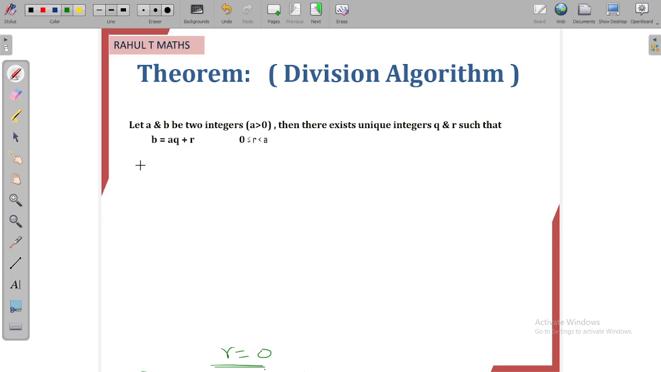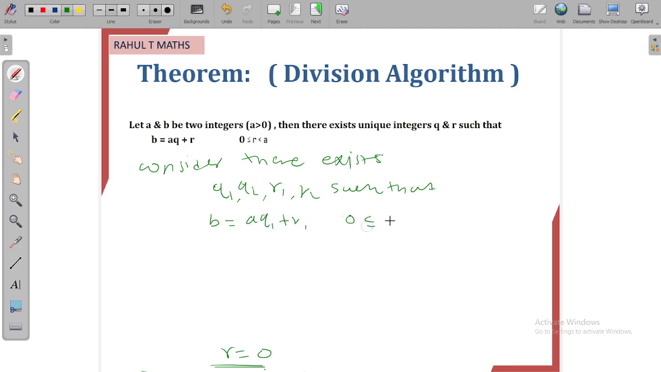there exist integers q1, q2, r1, r2 such that b equal to a into q1 plus r1, where 0 is less equal r1 less than a. And second, consider b equal to a into q2 plus r2, where 0 is less equal r2 is less than a.